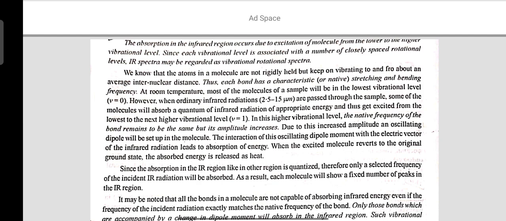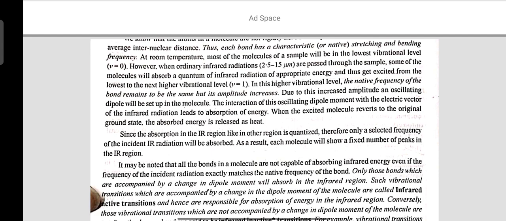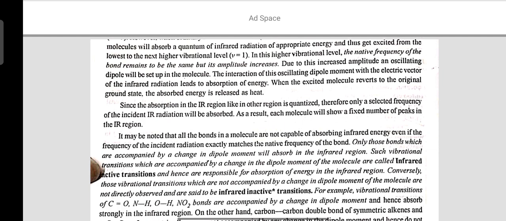In this higher vibration level, the native frequency of the bond remains the same, but its amplitude increases. Due to this increased amplitude, an oscillating dipole will be set up in the molecule. The interaction of this oscillating dipole moment with the electric vector of the infrared radiation leads to absorption of energy. When the excited molecule reverts to the original ground state, the absorbed energy is released as heat.